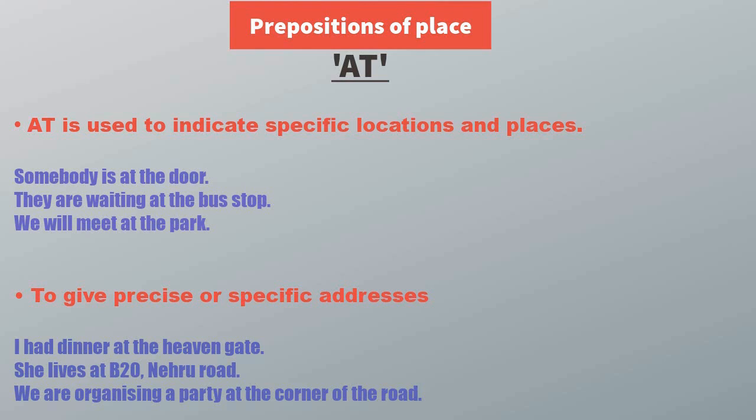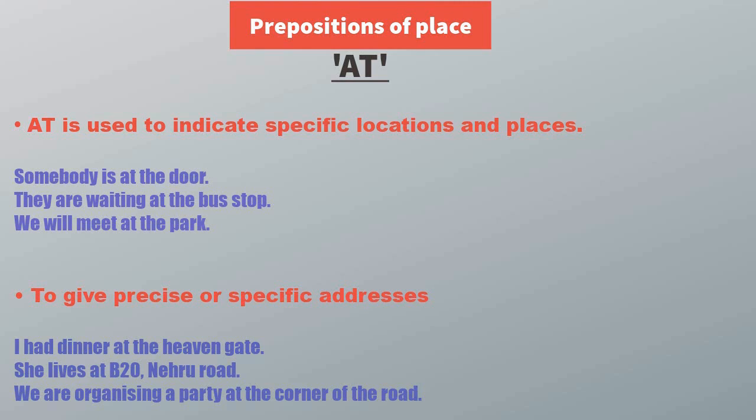Guys, a road is quite long, okay? So if I say I live on a road, you will never understand, you will never find out the exact location where I live. So I have to be specific. And to be specific, I use at. She lives at B20 Nehru Road. On this road, B20 is a particular location. It's a particular point on this road where she lives.